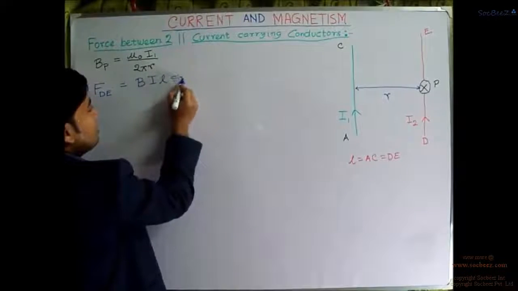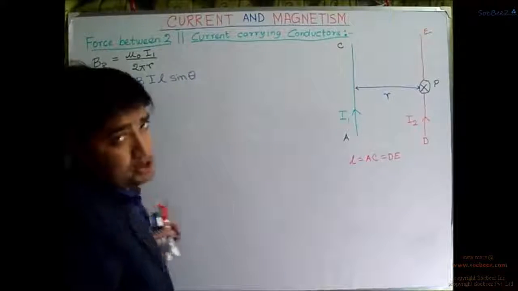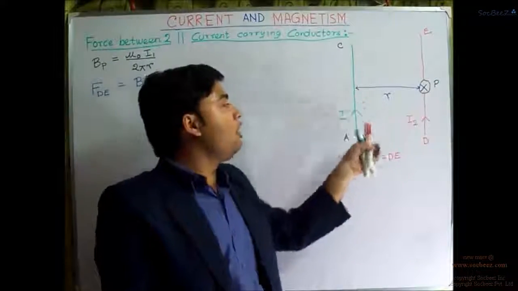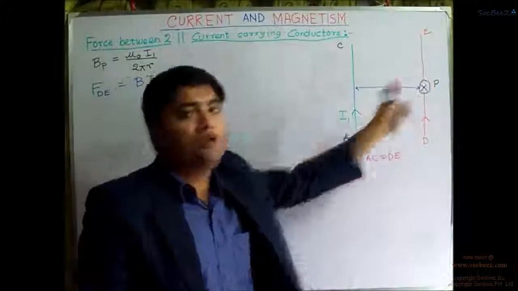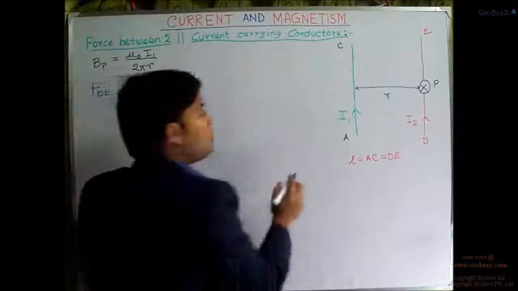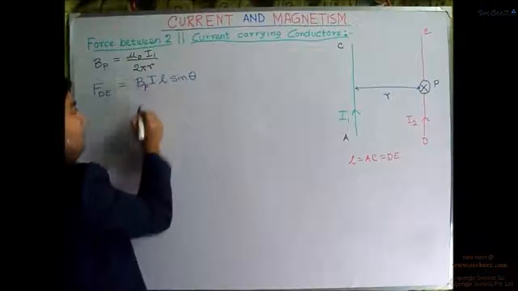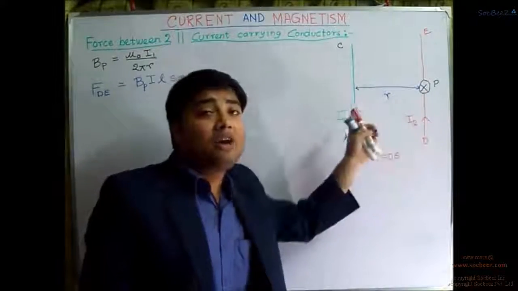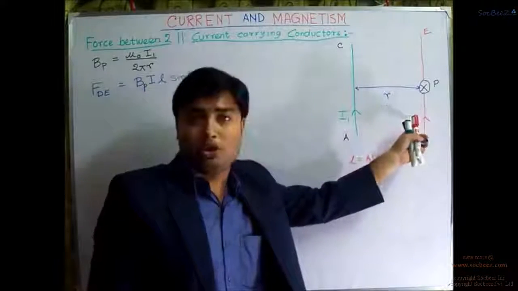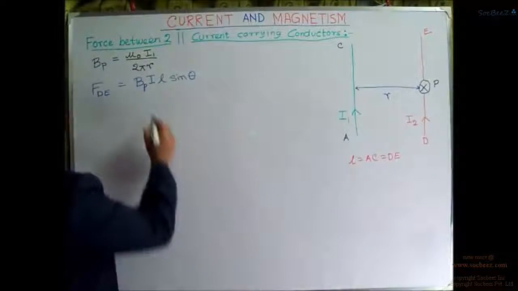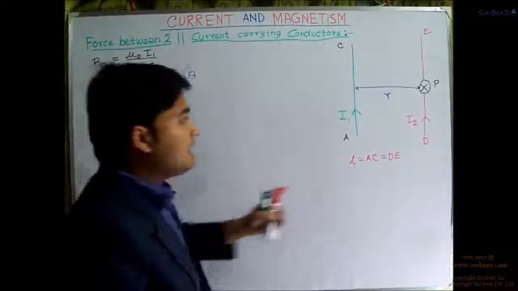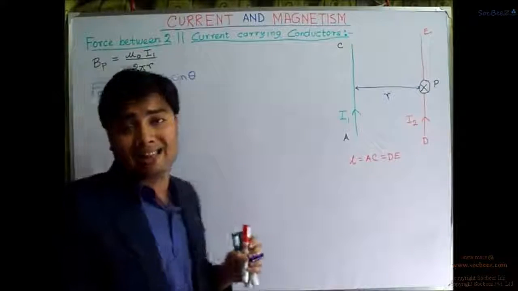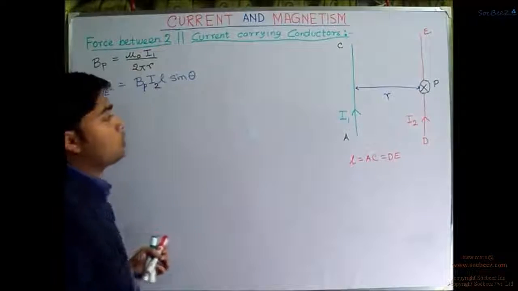BIL sine theta. Now observe what is B over here. The B is the same as is produced by AC. So what is the B over here? The B is BP. So we will write this as BP. Now what will be the I in this scenario? The I in this scenario will not be I1, but this will be equal to I2, because the current flowing in this DE is simply equal to I2. And what is the length? The length is simply equal to L.